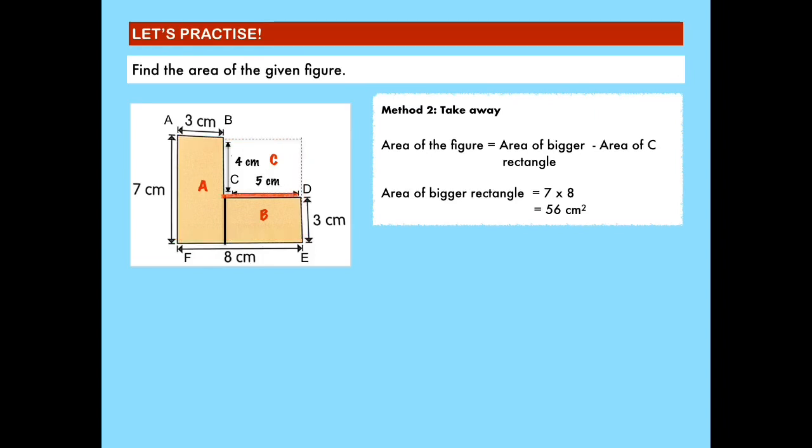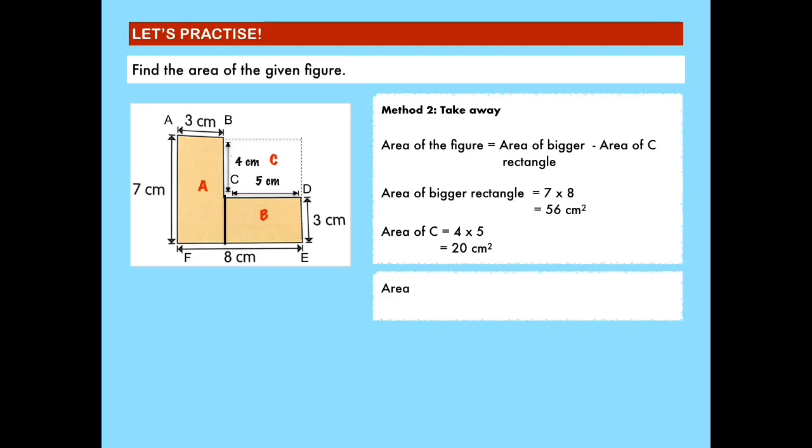Next, let us find the area of rectangle C by multiplying its breadth and length. 4 multiplied by 5 is 20 square centimeters. The area of rectangle C is 20 square centimeters.